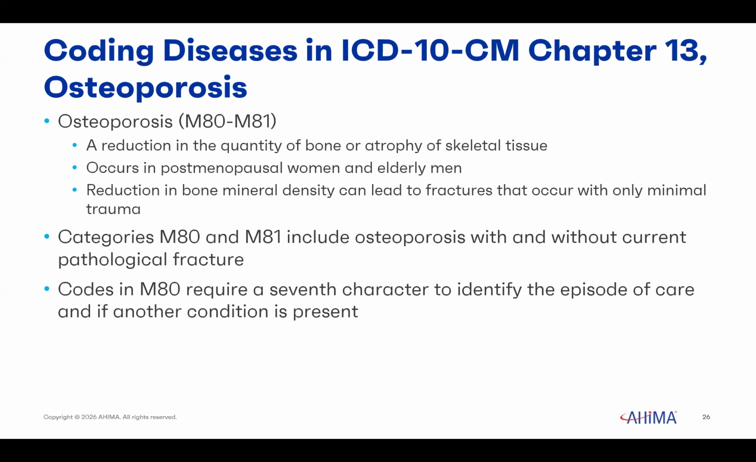Osteoporosis reduces bone density and it increases the risk of fractures. Codes distinguish between osteoporosis with and without a current fracture, and these codes require a seventh character to show the stage of treatment.